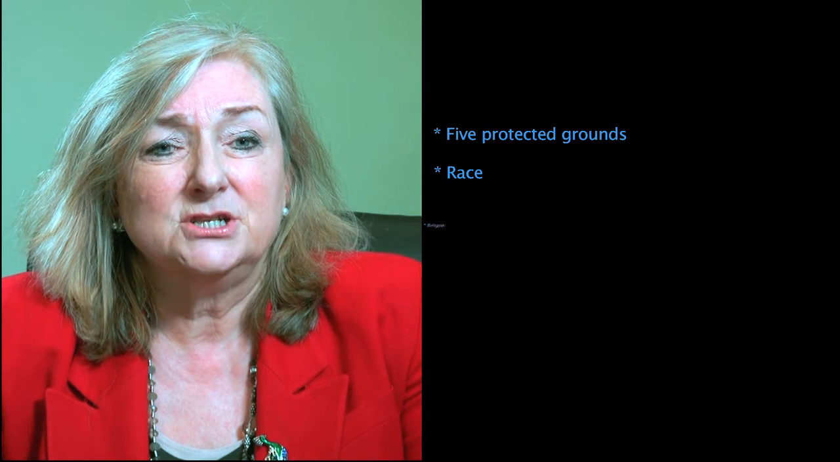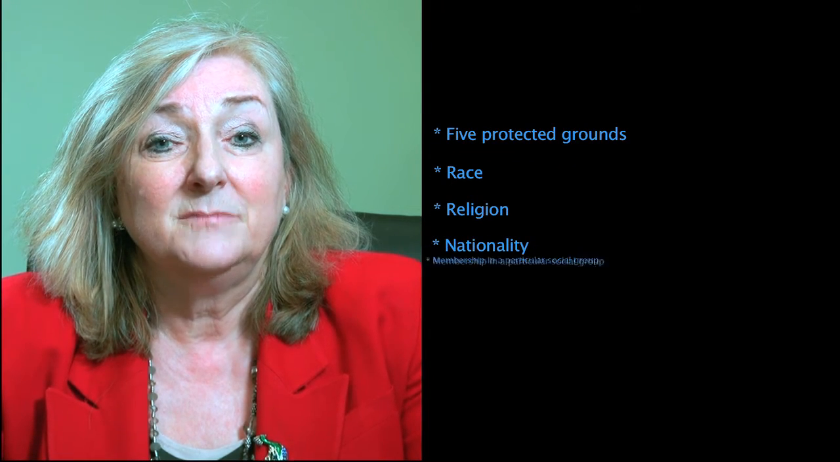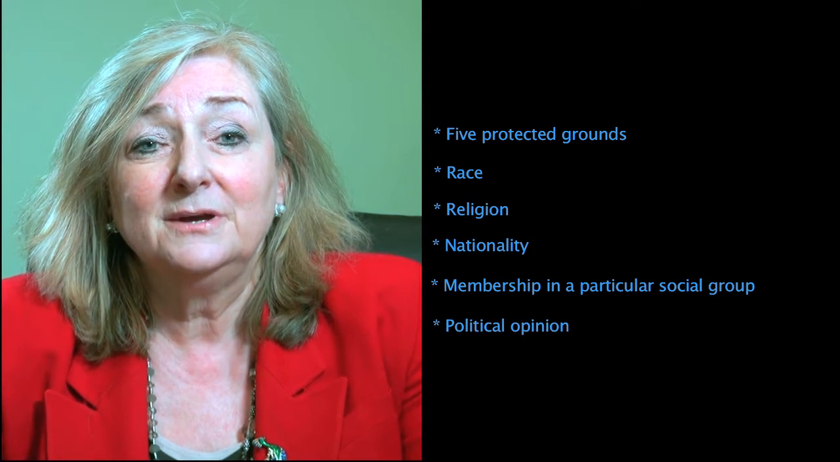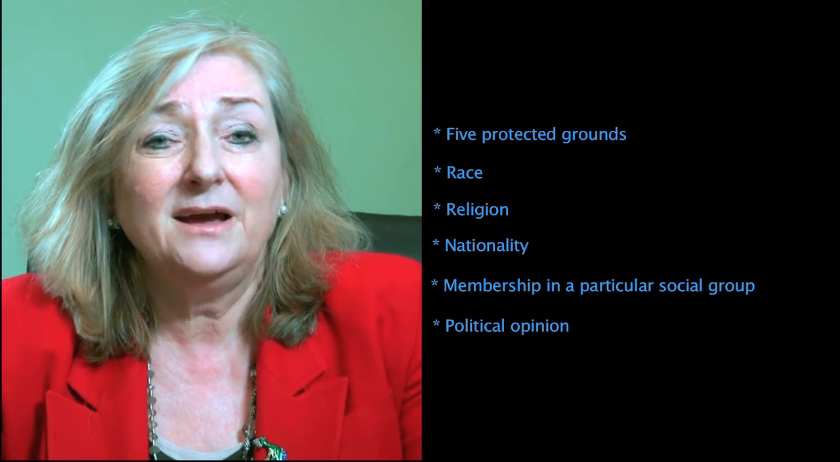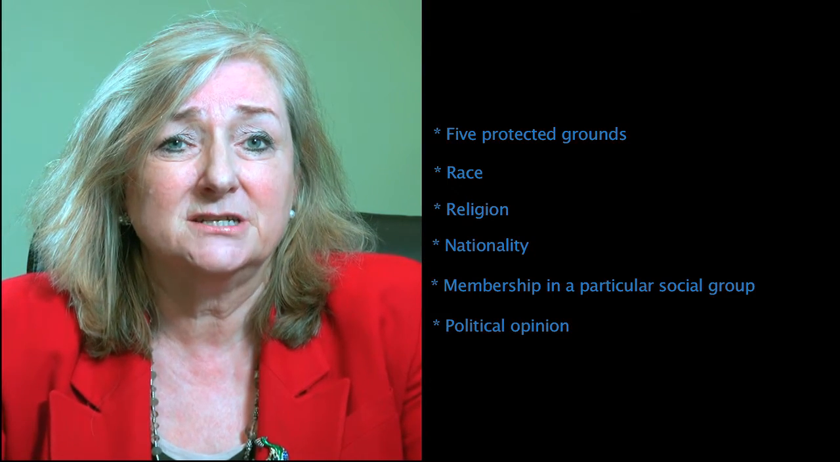The 5 grounds of protection are race, religion, nationality, membership in a particular social group, and political opinion. And you have to prove both subjective and objective fear. And you can win on either past persecution or well-founded fear of future persecution. So when do these apply?